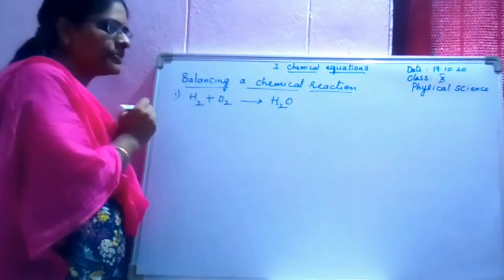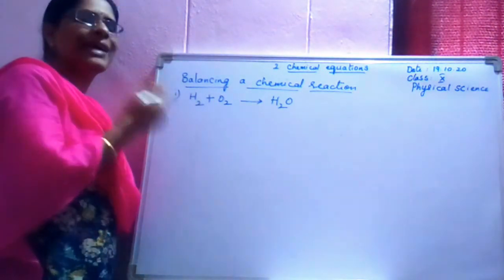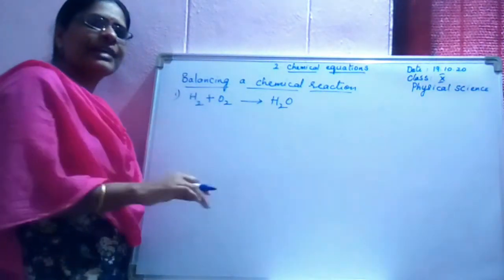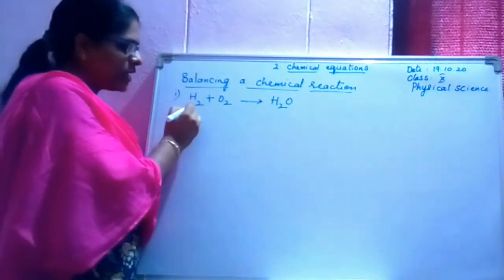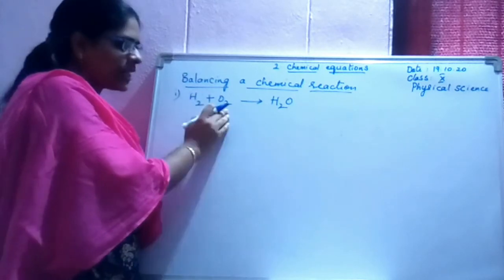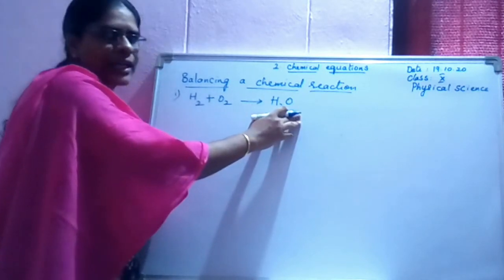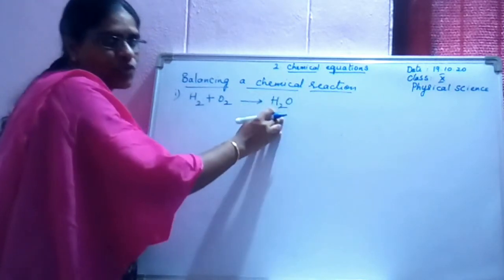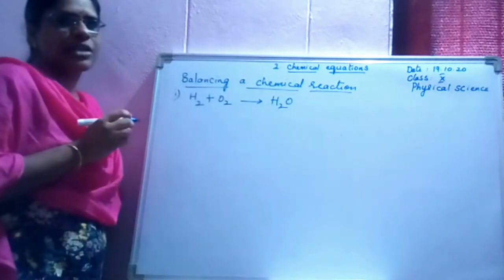Now here, already we have studied in the 9th standard how to balance a chemical reaction. Now I said a chemical reaction can also be called a chemical change. See here, hydrogen and oxygen are the substances which are reacting and forming a new substance called water. Now, whenever a new substance is formed, we call it a chemical change.